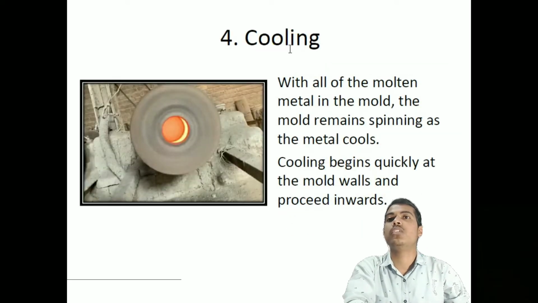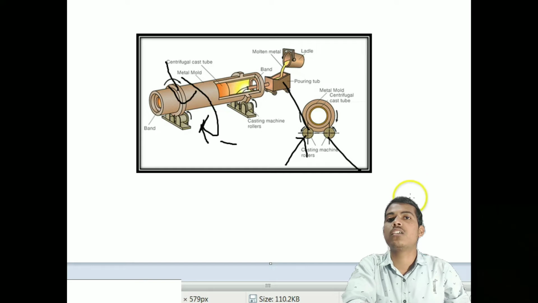Next is cooling. The molten metal in the mold remains spinning as the metal cools. The cooling begins quickly at the mold walls and proceeds inwards. Means in this process the cooling starts from the walls: first the material which touches that wall cools, and then the inner material.